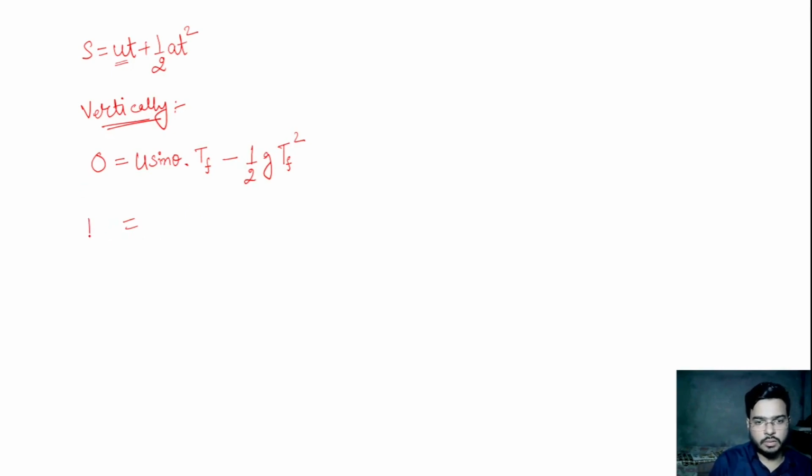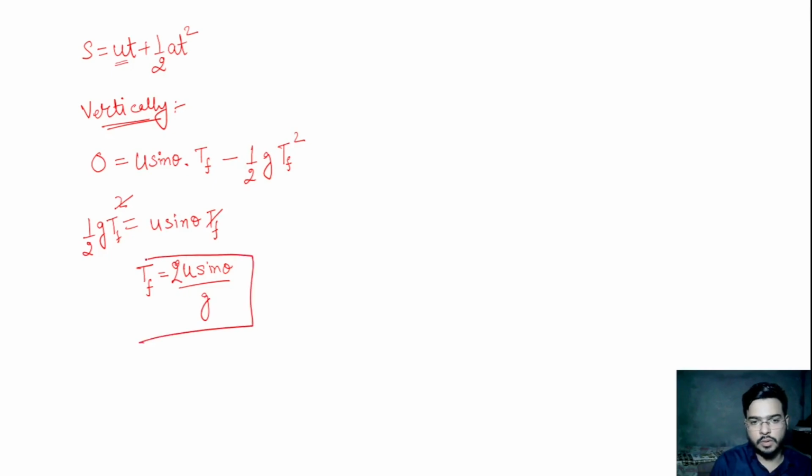We can take 1 by 2 g tf on this side and u sine theta tf on this side. Here tf and tf get cancelled and one tf is pending. So now we get the formula for the final time of flight, tf, which is equal to 2 u sine theta divided by g. So this is one formula we have derived.